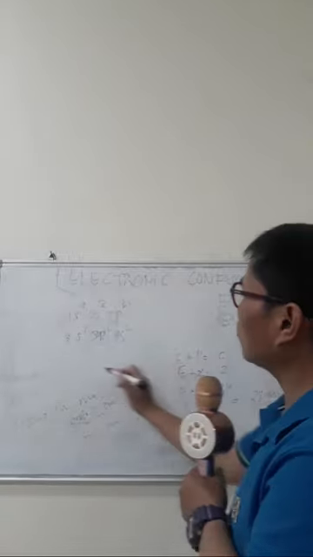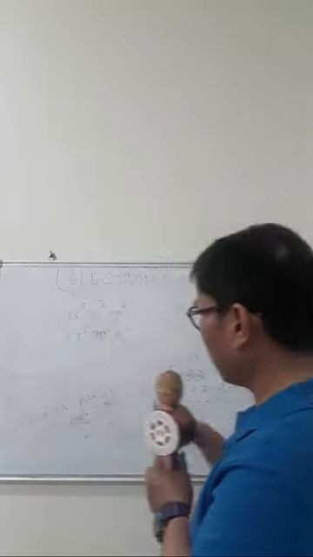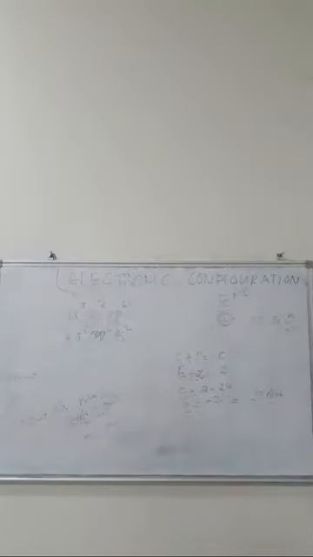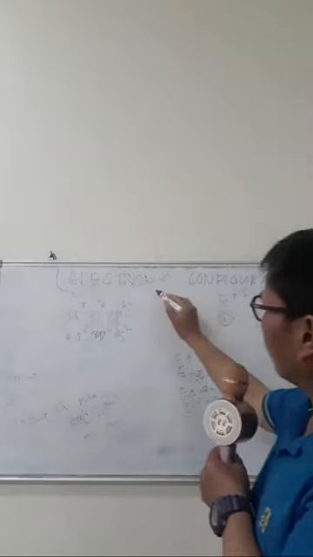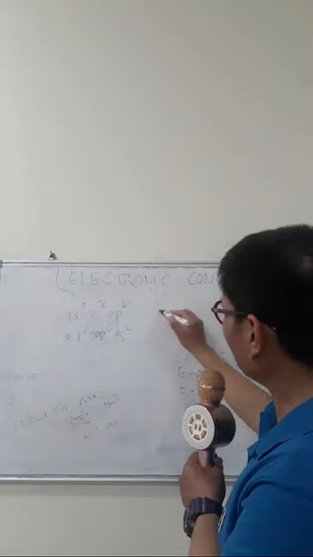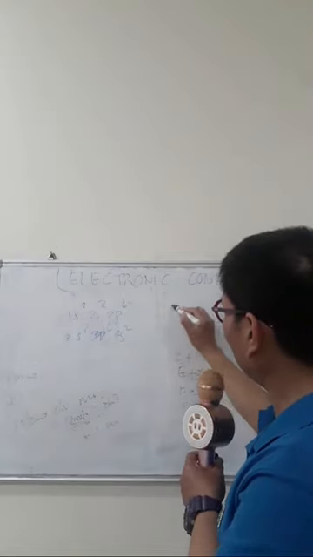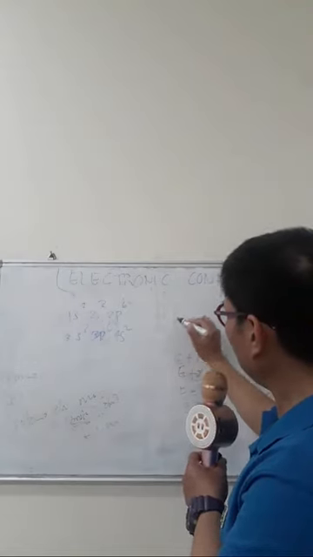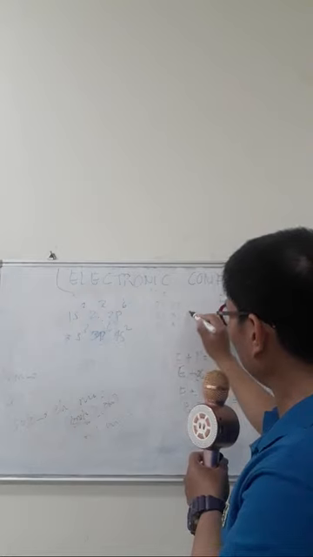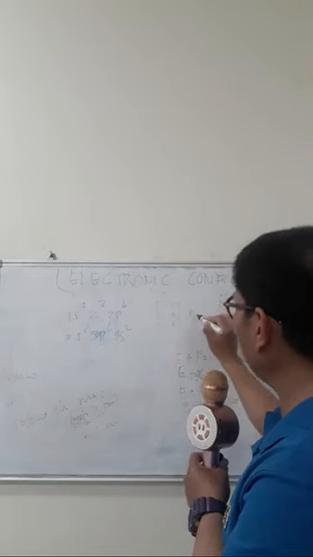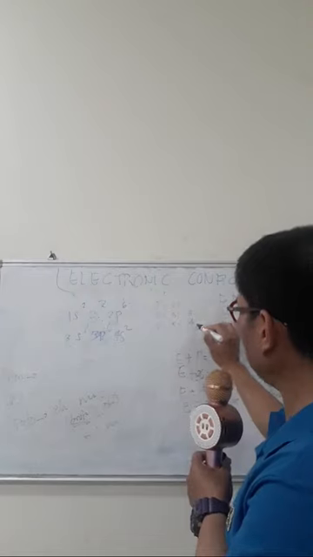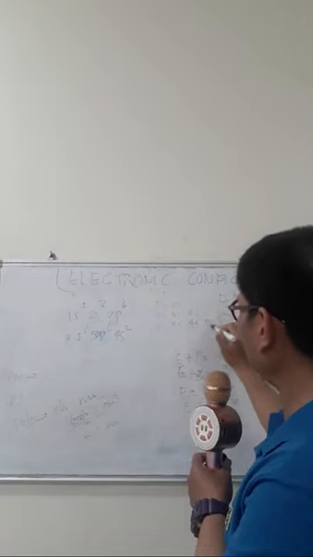So, is it still 20 only? It should be 24. So, we still have a lacking of 4 electrons. So, let's draw. 1s2, 2s, 2p, 3s, 3p, 4s, 4p, then 3d, 4d, then 4f.